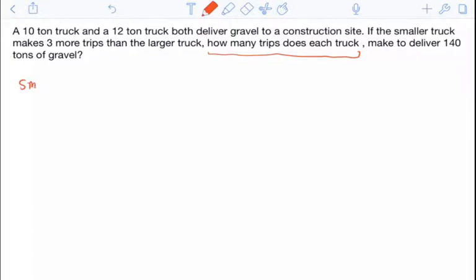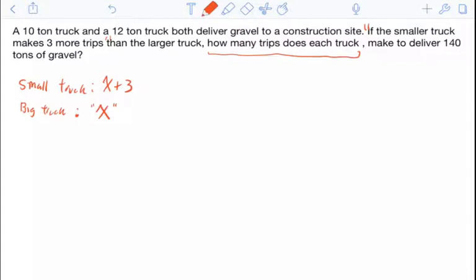Small truck, big truck. How about if we make the number of trips the big truck takes x? This is a type of problem where it's sometimes helpful to write out equations or a table. How many trips does the big truck take? We get a clue about that. The smaller truck makes 3 more trips than the bigger truck, so the small truck must make x plus 3 trips.